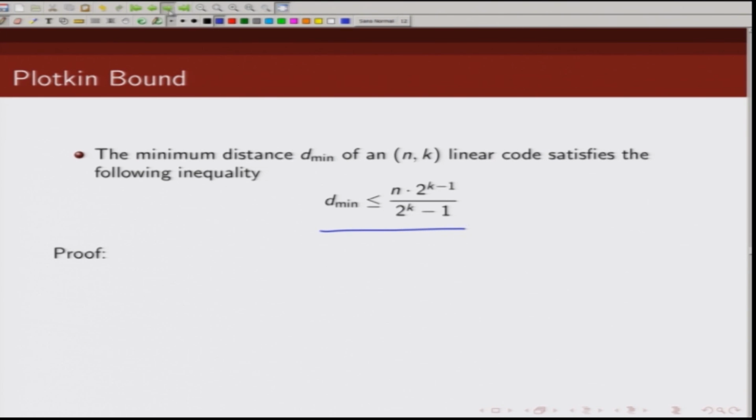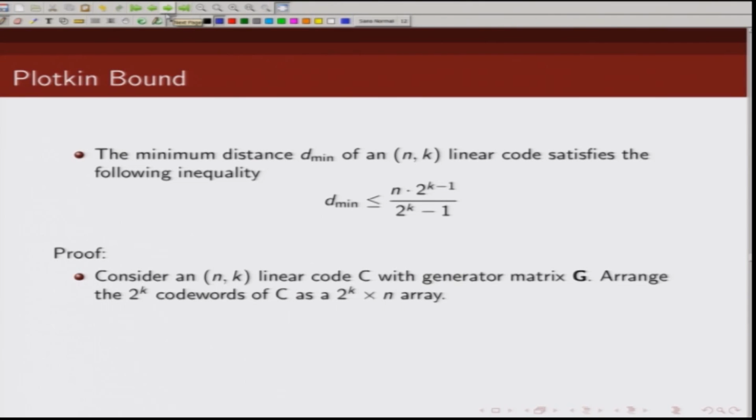Now, to prove this, we will first consider a linear (n,k) code whose generator matrix is G. Since it is a linear (n,k) code, the total number of code words is 2^k. So, we will arrange these 2^k code words as an array. These are your n-bit code words, and we will arrange all of these 2^k code words as rows of this array.